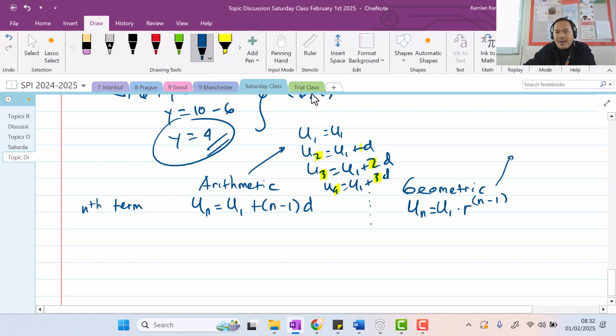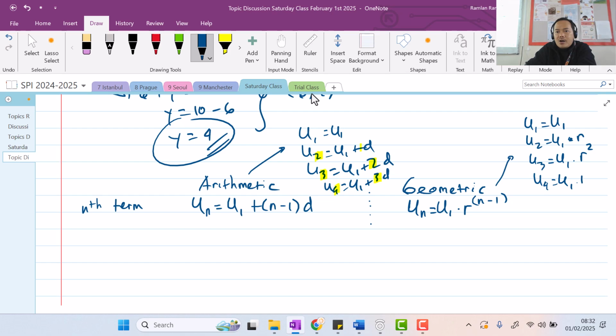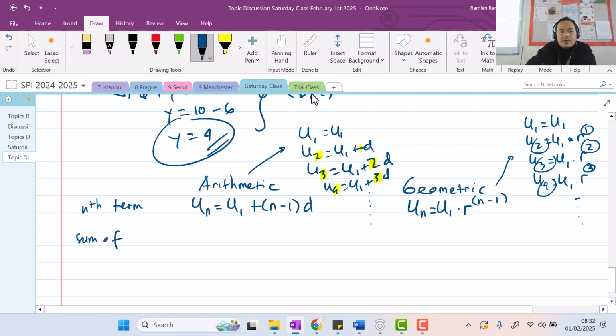So the pattern is like, u1 is just u1, u2 is u1 times r, right? u3 is u1 times r squared, u4 is u1 times r cubed, and so on. You can see that this is to the power of 1, this is to the power of 2, this is to the power of 3, and so on. Again, this is just the pattern, yeah? Patternnya kayak gini, okay?